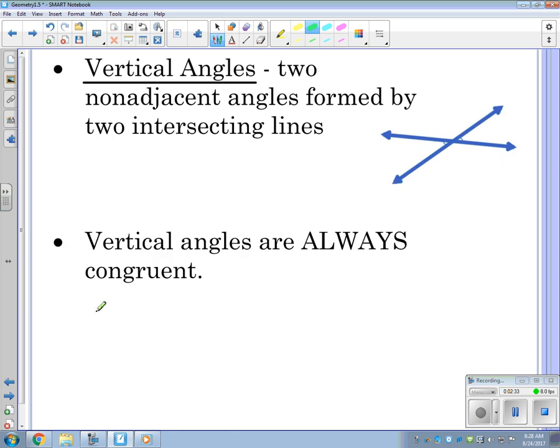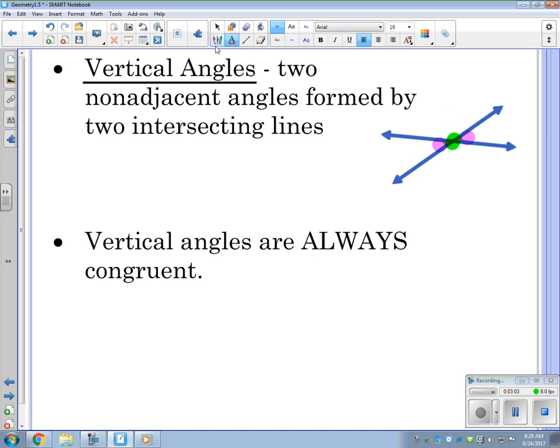Vertical angles we looked at a little bit last time when we looked at what congruent angles look like. These are two non-adjacent angles formed by intersecting lines. So they're non-adjacent, meaning they don't share a side, but they do share a vertex. So whenever you draw two intersecting lines, you will create two pairs of vertical angles. Like here we have the top and the bottom, and then you also have the left and the right. So the green ones go together, the pink ones go together.